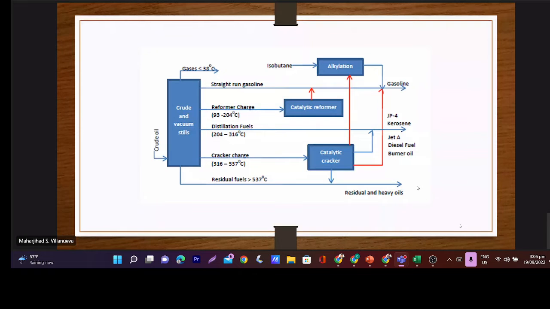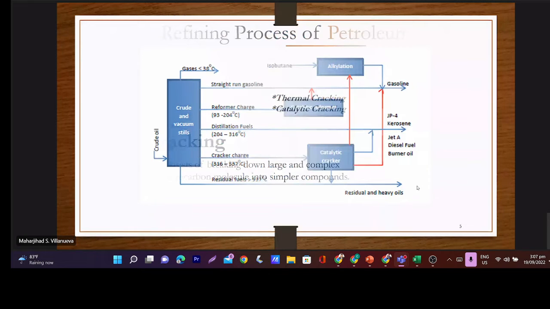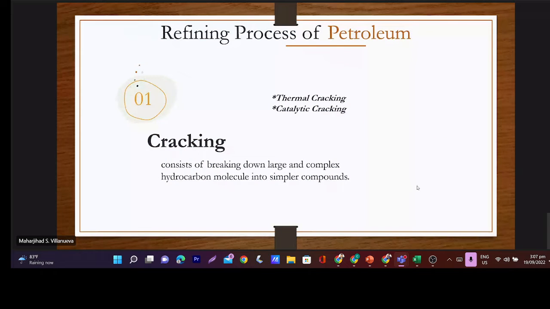So next po is isa-isahin po natin yung refining process of petroleum po. So number one is cracking. So cracking consists of breaking down large and complex hydrocarbon molecules into simpler compounds, and it is by means of heat and pressure, and it is one of the most important processes po sa refining of petroleum po. This type of process also yields light oils, like for example gasoline and diesel, although po middle range oil na po yan, pero counted pa rin po yun.